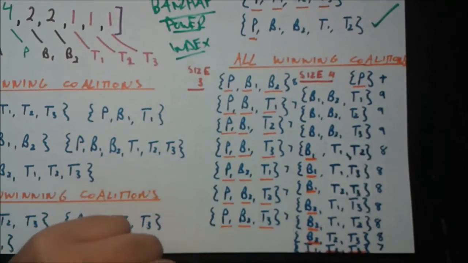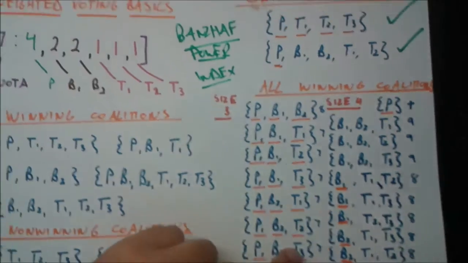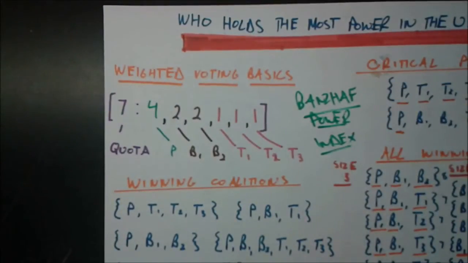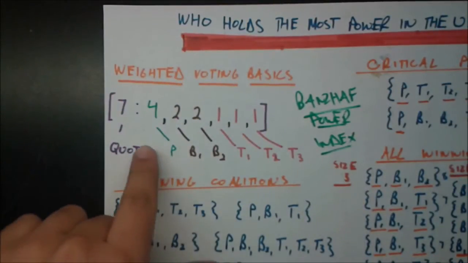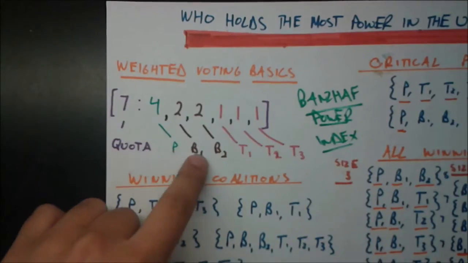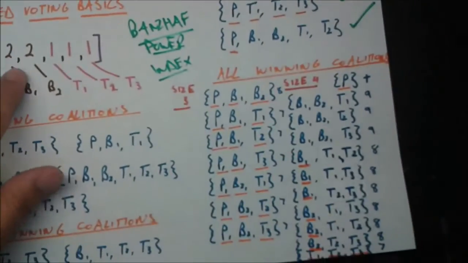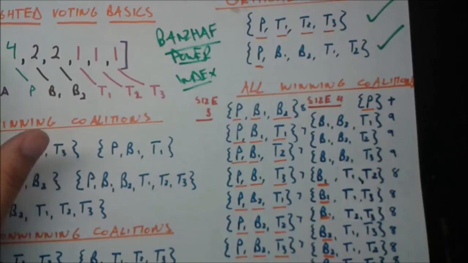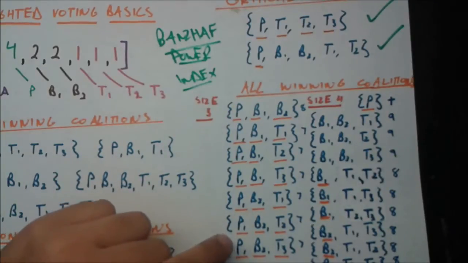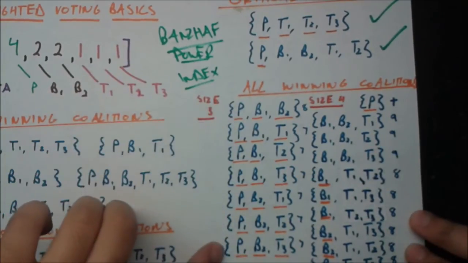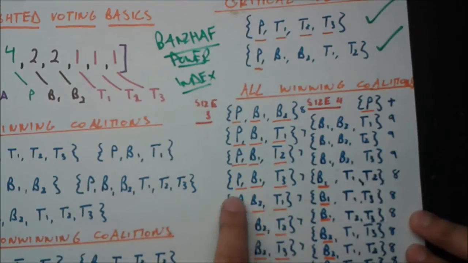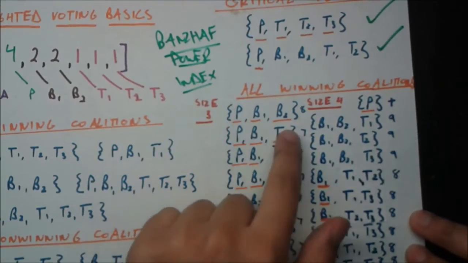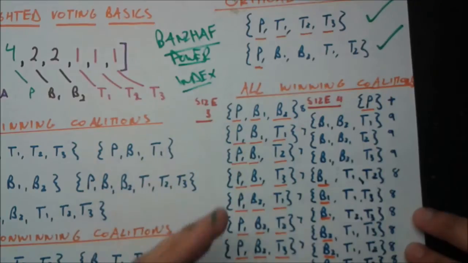First, notice that a winning coalition has to have at least 3 people, because if you have only 2 people, it can't win. Even if those 2 people are the people with the highest power, let's say principal and B1, that's still only 6 votes, not enough. So you need at least 3 people for this to be a winning coalition. Now I've written all of the winning coalitions of 3 people here, and it turns out everybody is critical in all of them, because if you take out anybody from any of them, then they all become non-winning coalitions.